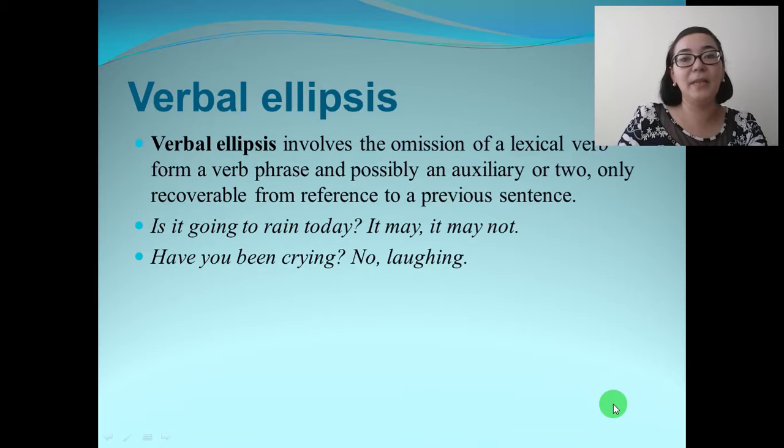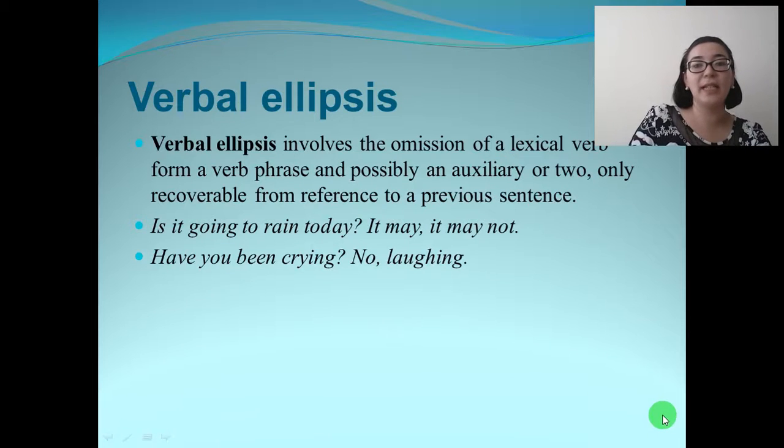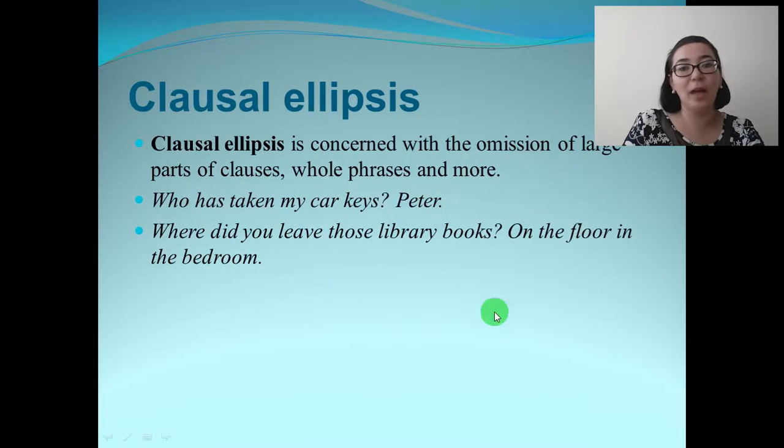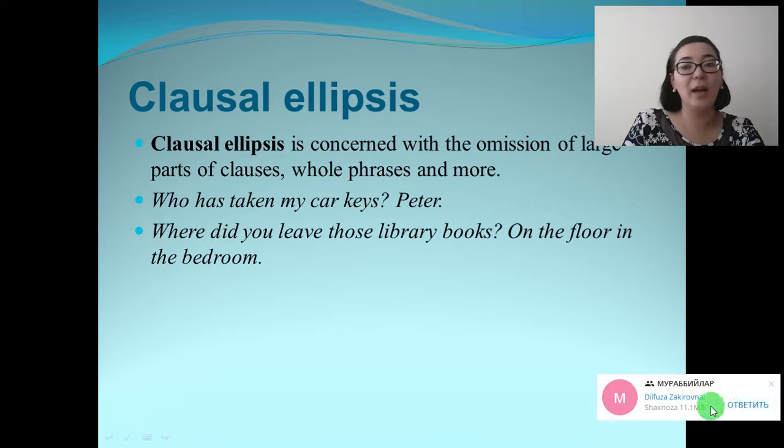Verbal ellipsis involves the omission of a lexical verb from a phrase, and possibly an auxiliary or two, only recoverable from reference to a previous sentence. Is it going to rain today? It may not. Have you been crying? No, laughing. Clausal ellipsis is concerned with the omission of large parts of clauses, whole phrases, and more. Who has taken my car? Paz.